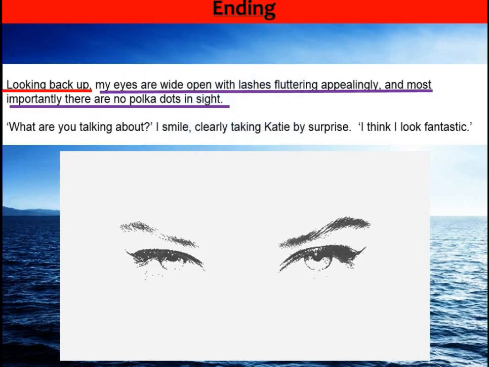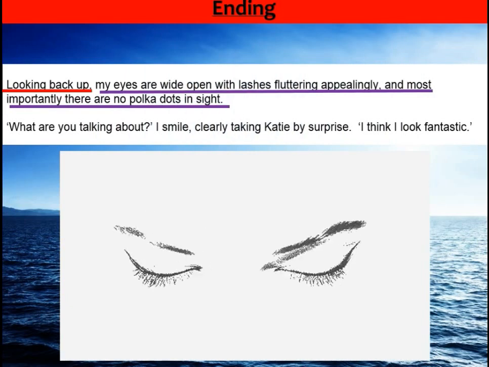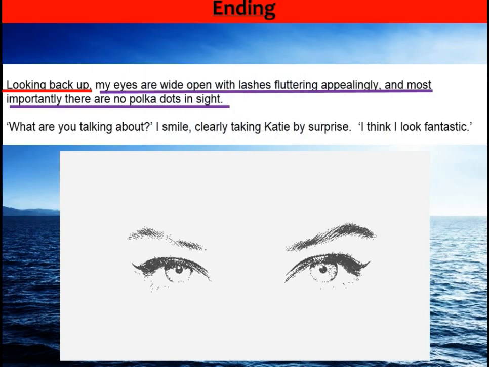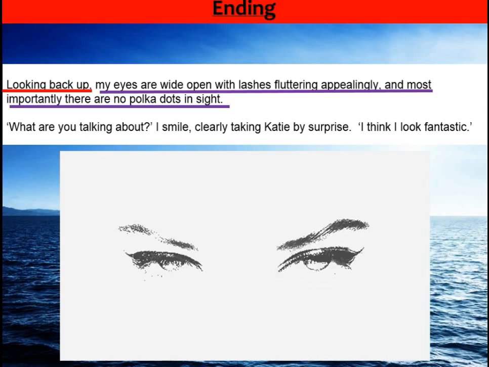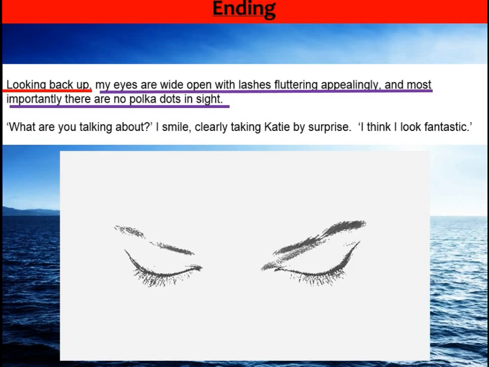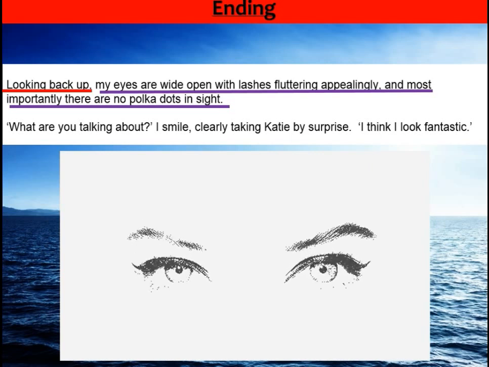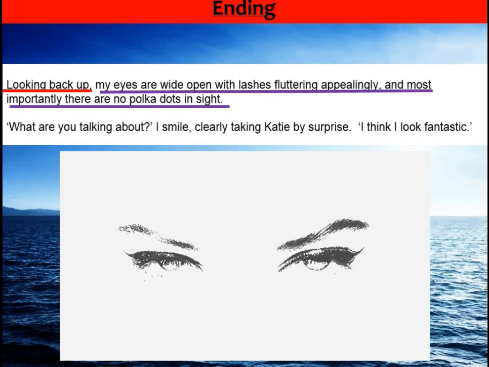So the ending to the A* version is: "Looking back up, my eyes are wide open with the lashes fluttering appealingly. And most importantly, there are no polka dots in sight. 'What are you talking about?' I smile, clearly taking Katie by surprise. 'I think I look fantastic.'"